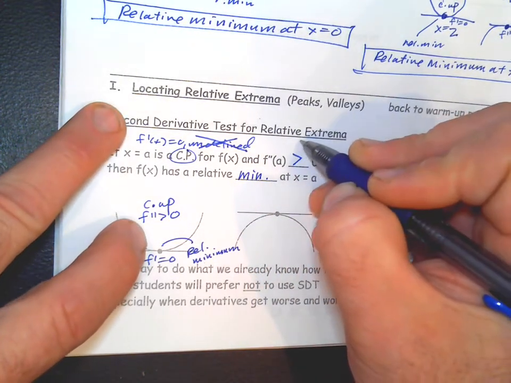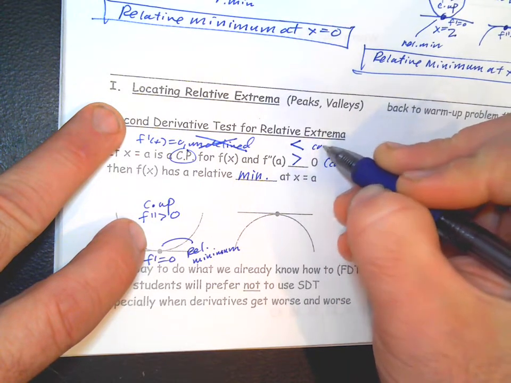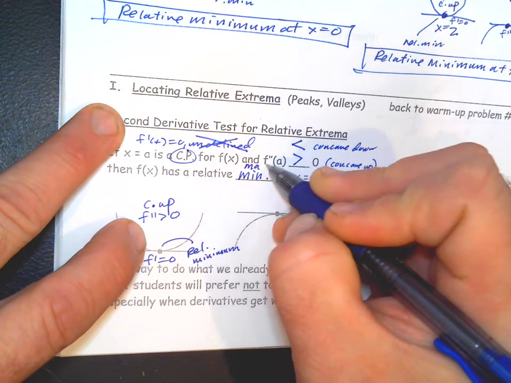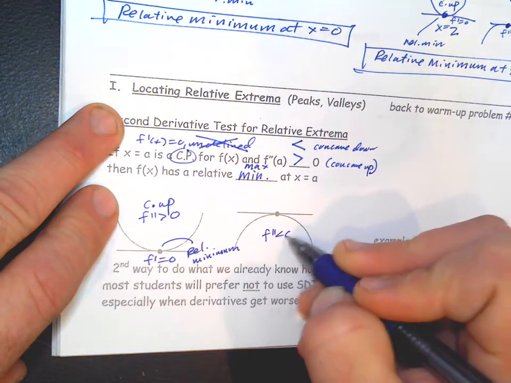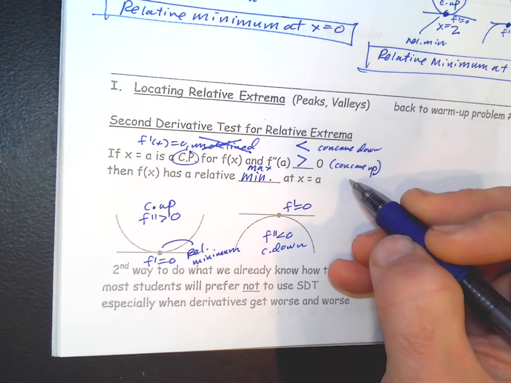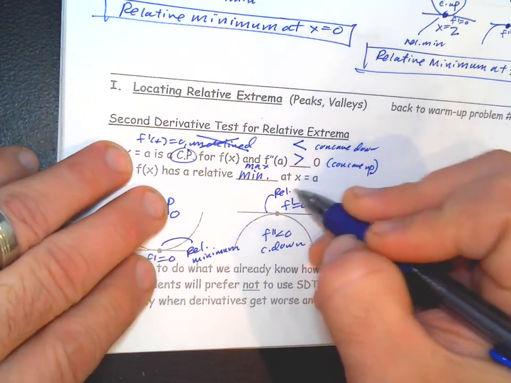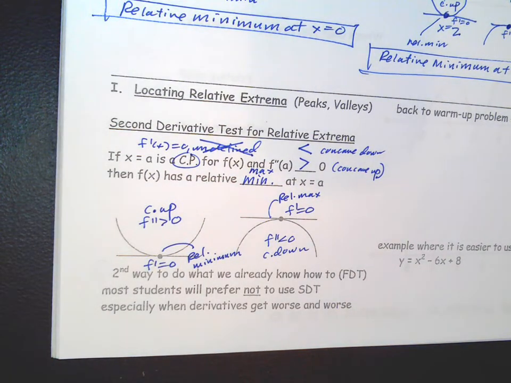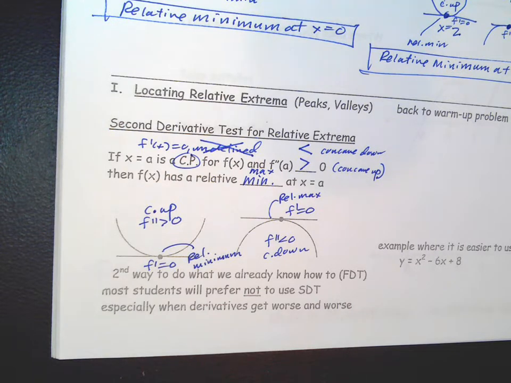Now, if f double prime was negative, then it would be concave down, and we would get a relative max. So concave down, f double prime is negative, and you know you have a critical point, slope is 0, then that has to be your relative max, right? So this is the second way to do what we already know how to do using FDT, the first derivative test. And we usually want to do the first derivative test. The second derivative test is usually more work. You have to do extra derivatives. You have to do pretty much all the work you do for the first derivative test and then more. So it's not really a great alternative.